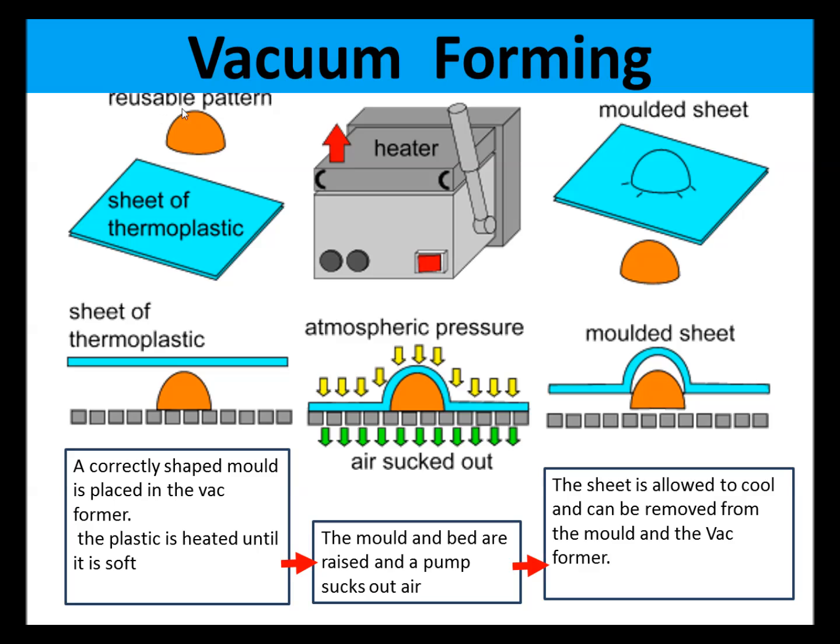Here we can see the process of vacuum forming, and there's a flow chart along the bottom showing the stages. First of all, we start with a sheet of thermoplastic material, and we have a mold, and we have a bed which has holes in it for air to be sucked out. The plastic is heated and put in the machine. Because it's a thermoplastic, it softens, and then air is sucked out from underneath, and the mold and bed are raised, and a pump sucks the air out from below.